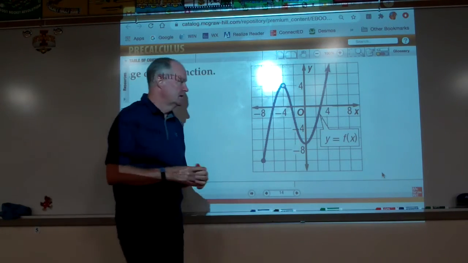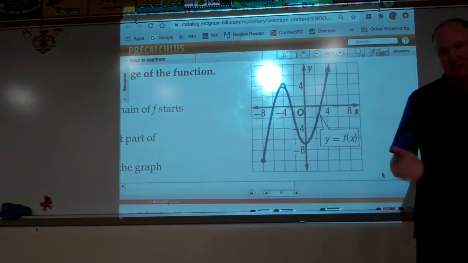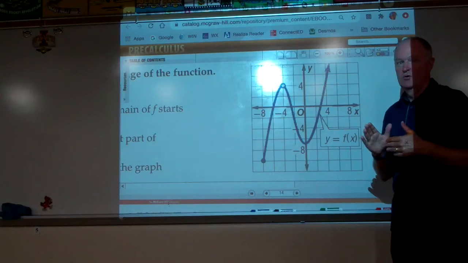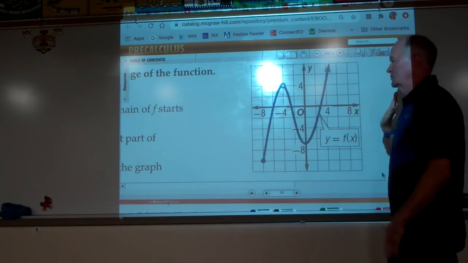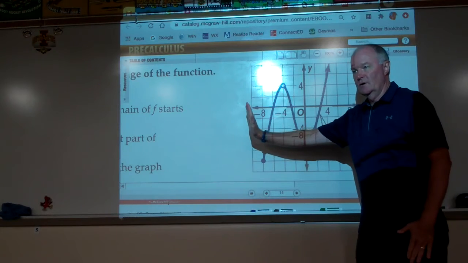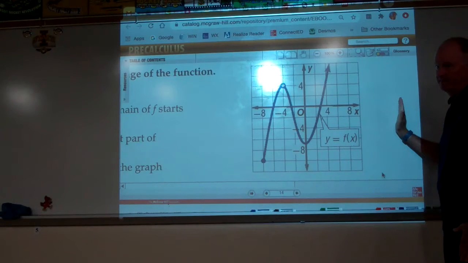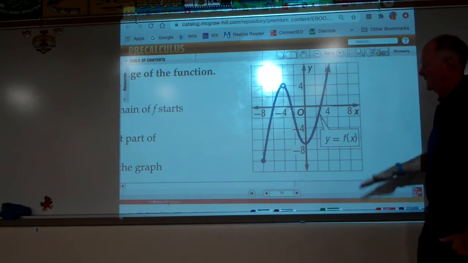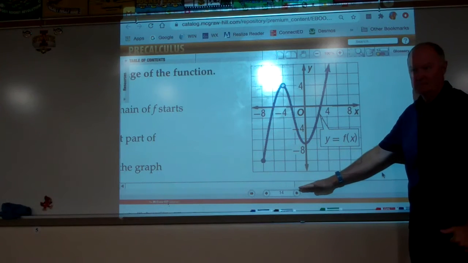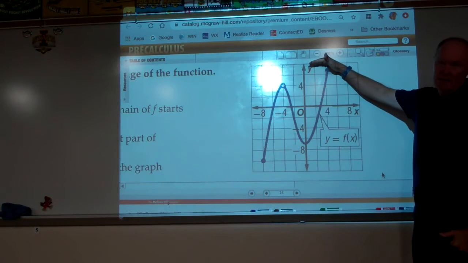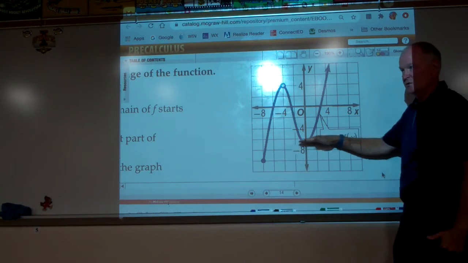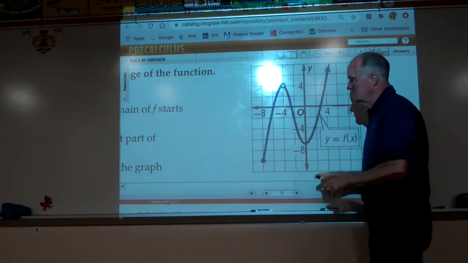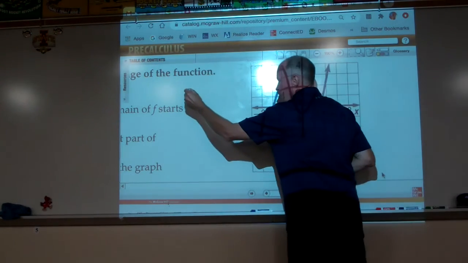Not that we're worried about it or not, but we are now going to look at what is the domain of this function and what is the range. Domain, I'm going to start on the left side and work my way to the right side. It's all the x's I'm using to make this graph. The range, I'm going to start at the bottom and work my way to the top. It is the y values that are getting used to make this graph. Okay. So, let's start here. Domain.